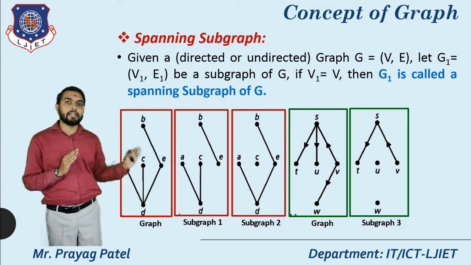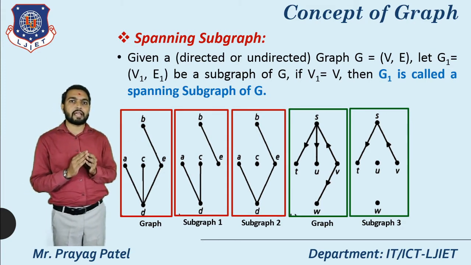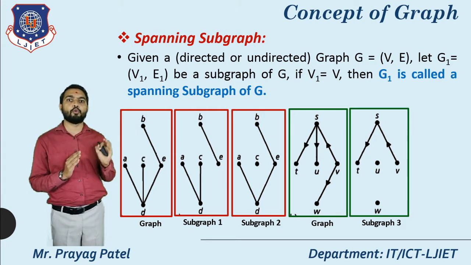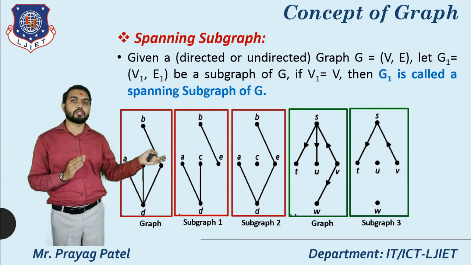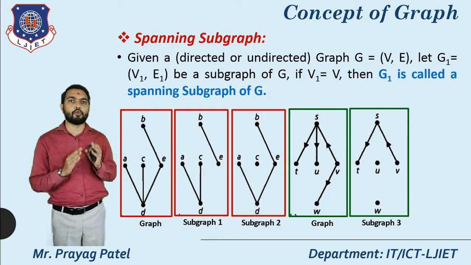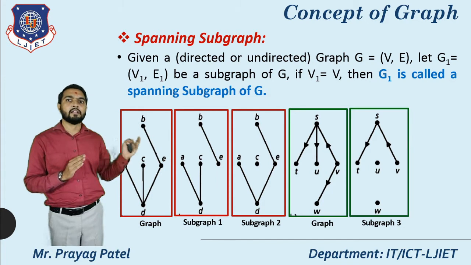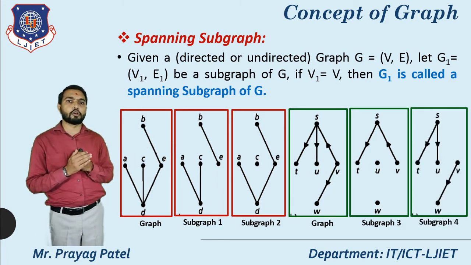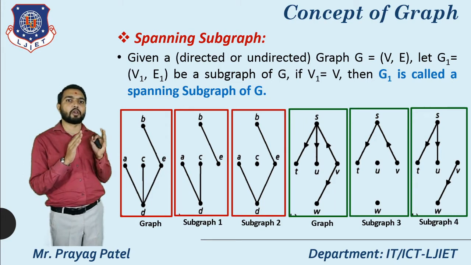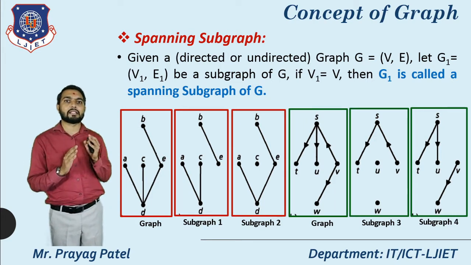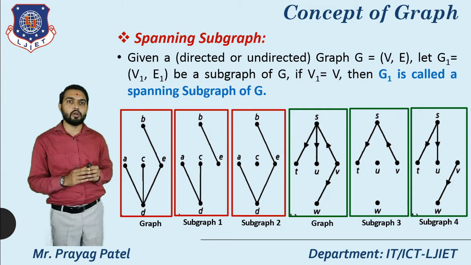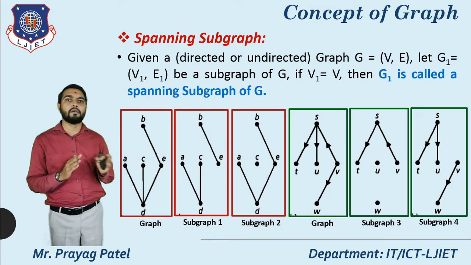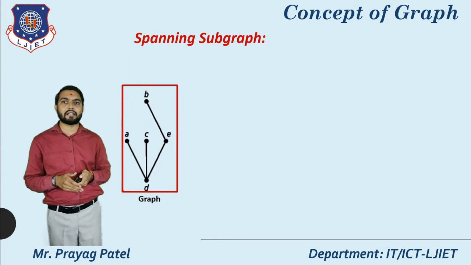Now are all the vertices included or not, meaning is V1 = V or not? V means S, T, U, V, W. V1 also means S, T, U, V, W. So V1 = V is satisfied, then this graph is considered as a spanning subgraph. Now graph 4 is also considered as a spanning subgraph because we include all the vertices S, T, U, V and W, and we include edges that are also available in your graph. So this is considered as a spanning subgraph.